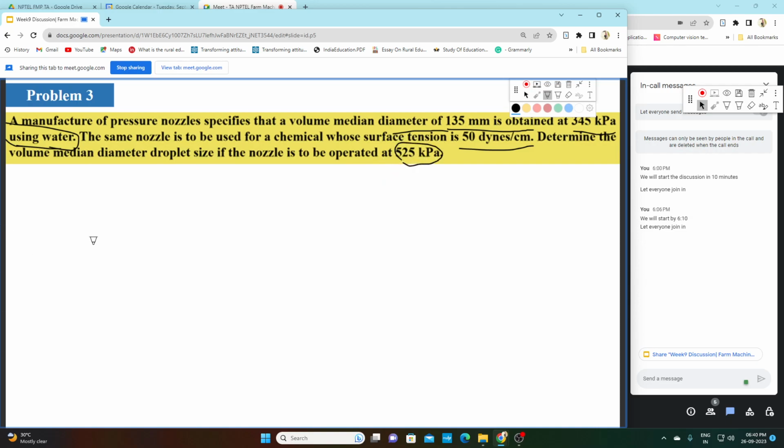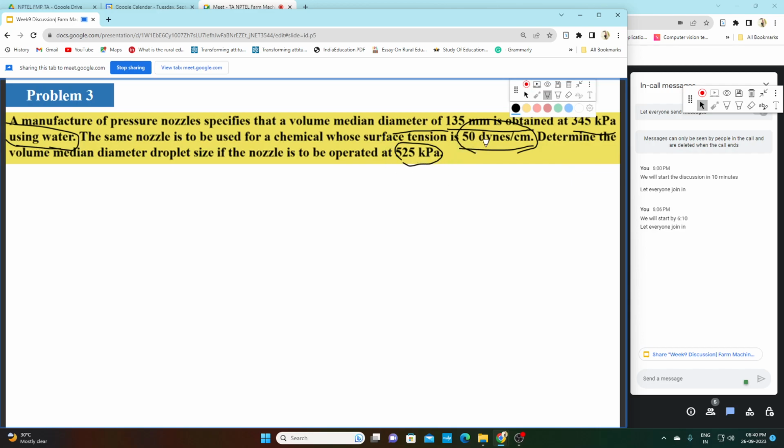So here is the dynamic. What has been given? The manufacturer is first testing your nozzle with the help of water. When he uses water, the median diameter coming is 135 millimeter at this much pressure. Now the same nozzle has to be tested with a chemical. When it is tested with a chemical, its surface tension changes, that is 50 dynes per centimeter. Surface tension is changing. The second thing that is changing is the pressure.